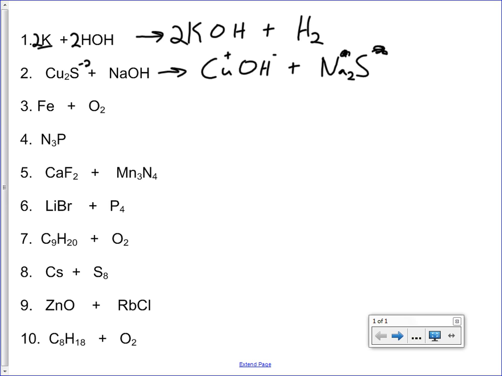All right, so now we go back and we balance. There's 2 sodiums over here, and I need 2 over here. That gives me 2 OHs, so I need to put a 2 there, which makes my copper work. There's 1 sulfur on each side, and we're good. Cool.